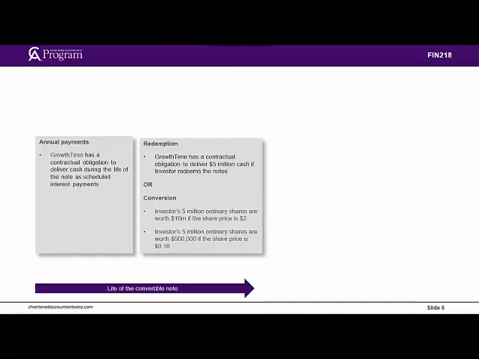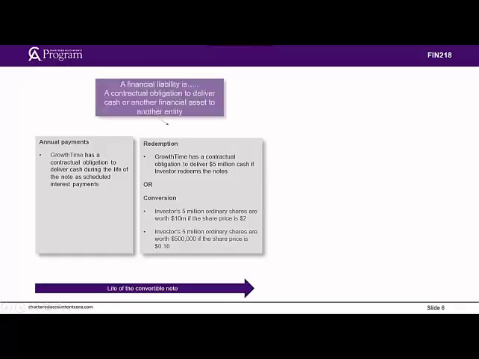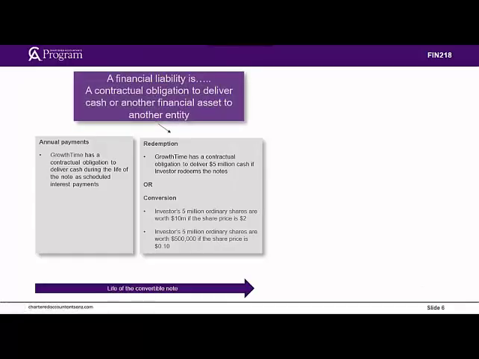Again, we've got the annual payments and we've got this redemption feature. So we can see that there's an obligation there. Again, we look at that paragraph 11 definition and see that we've got a contractual obligation for that redemption. So it's a financial liability.